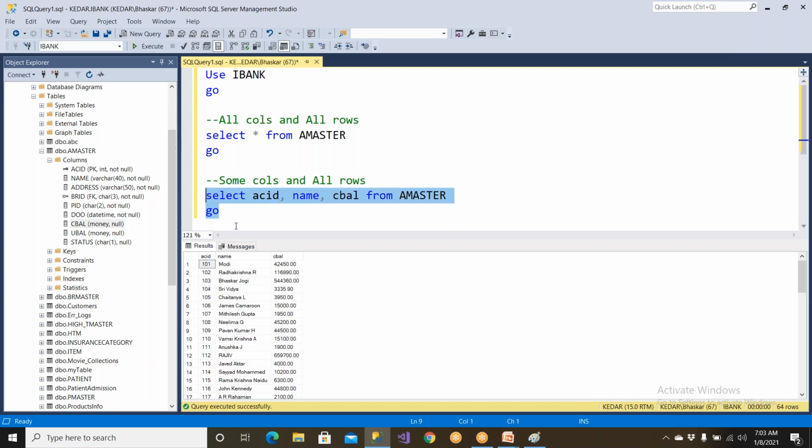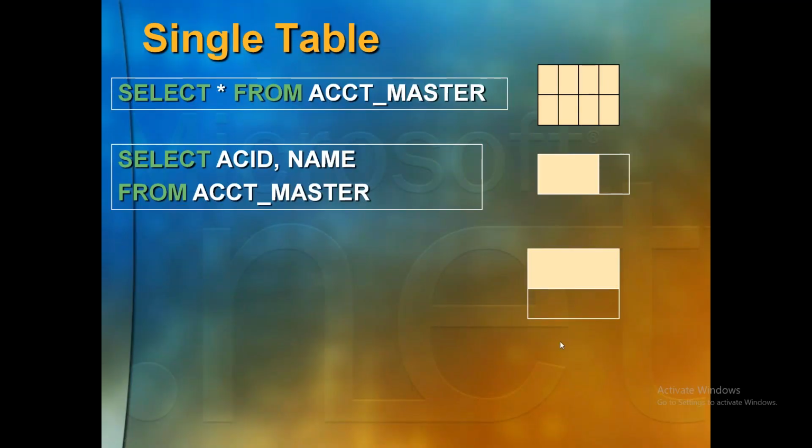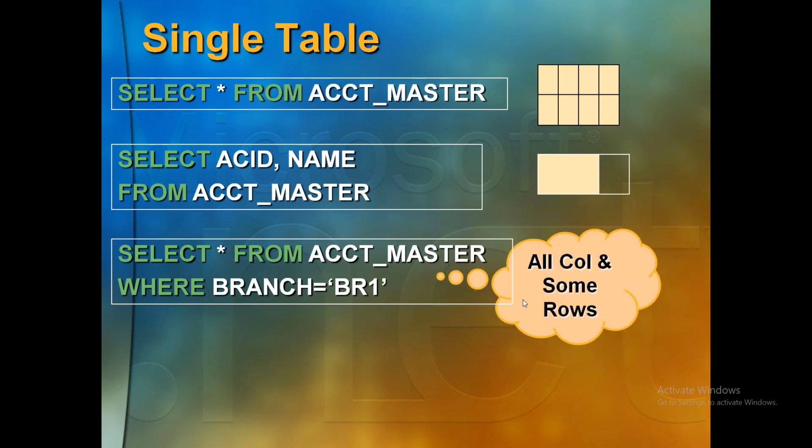Clear? So the next one is that I don't need all rows, but I need all columns. Next one is select star from account master. Star means all columns. Remember this. Star means I need all columns, but I want to filter some rows. That is the next one. To filter rows, we must use a where clause.